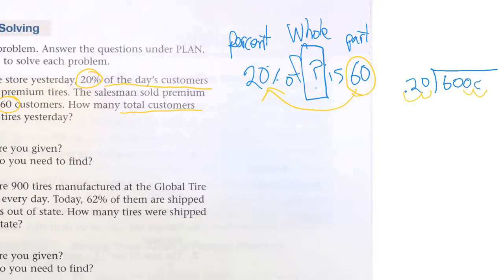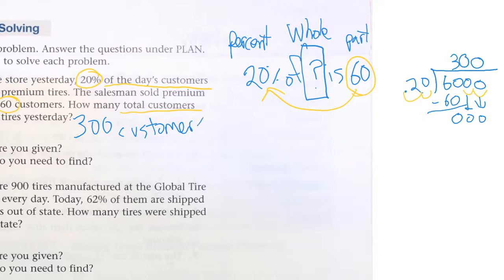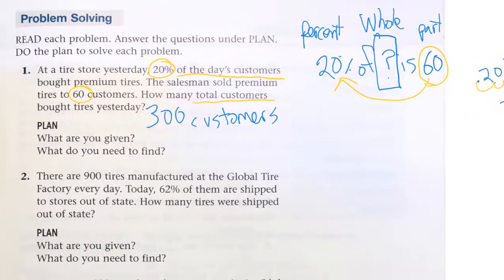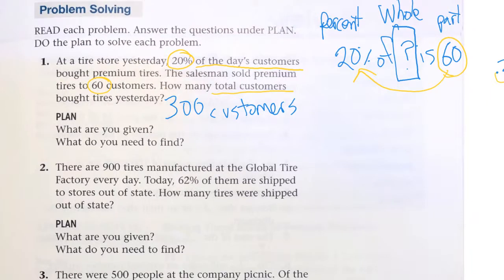Add in our zeros. And we can see how many we got. Three 20s to get to 60. And then everything else is zeros. So we've got 300. And then we can label it. So 300 total customers came to the tire shop. All right, so now we know the whole.